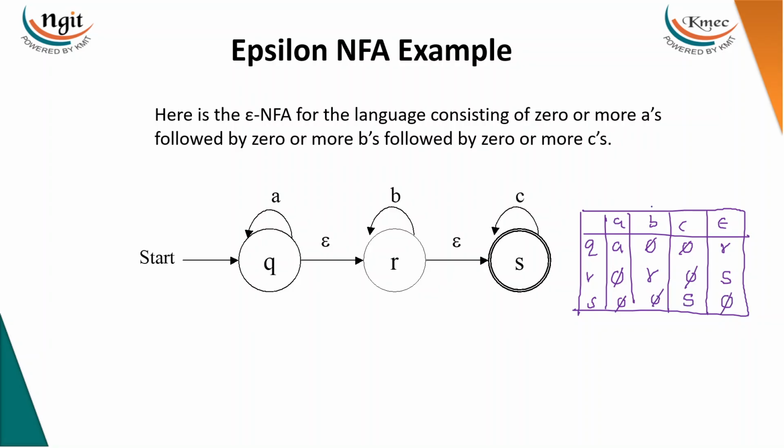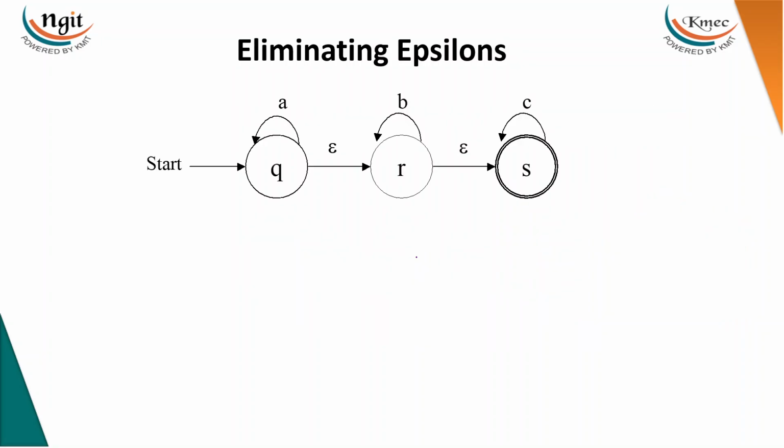We are not going anywhere. So this is the transition table for NFA with epsilon transitions. As I told you in the last slide, the power of NFA with epsilon moves is equivalent to NFA without epsilon and DFA. Then how to convert it? How to eliminate the epsilons?